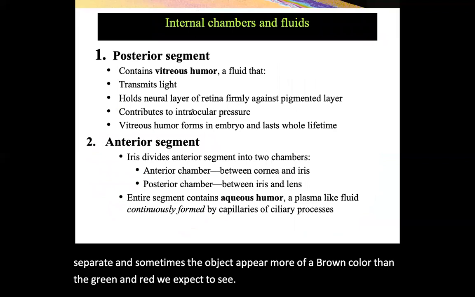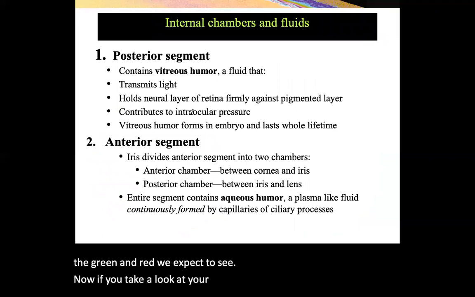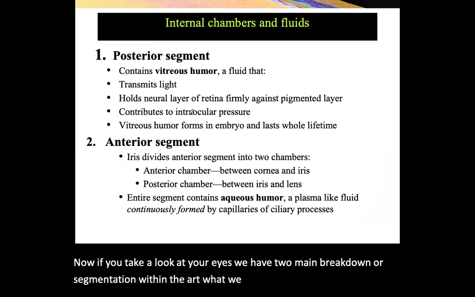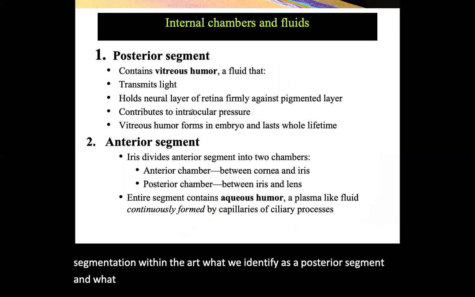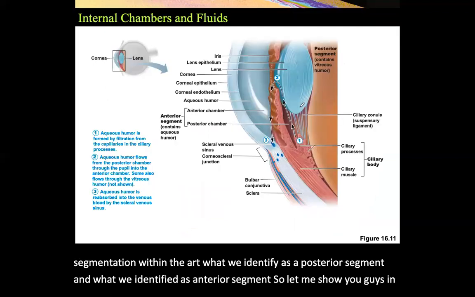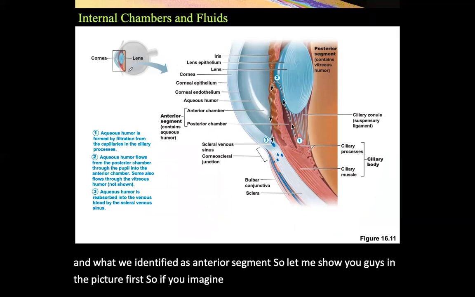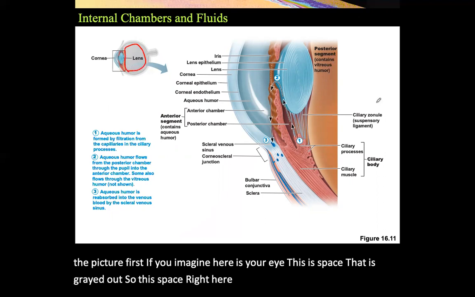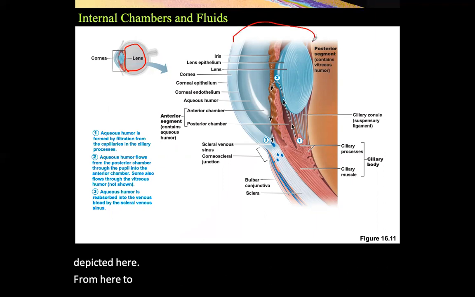Now, if we take a look at your eyes, we have two main breakdowns or segmentations within the eye, what we identify as a posterior segment and what we identify as anterior segment. So let me show you guys in the picture first. So if you imagine here is your eye, this is a space that is grayed out. So this space right here, that's the posterior. And what is depicted here, from here to here, is your anterior segment. So anterior segment versus the posterior segment.